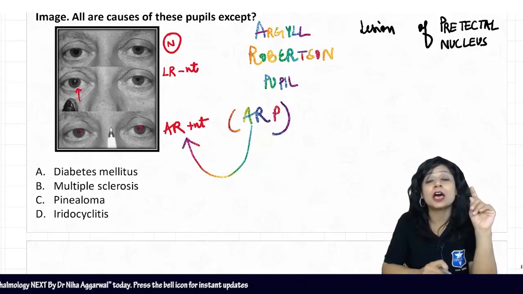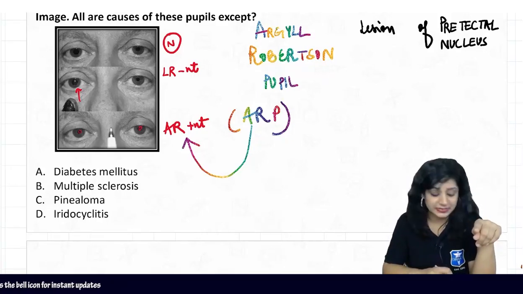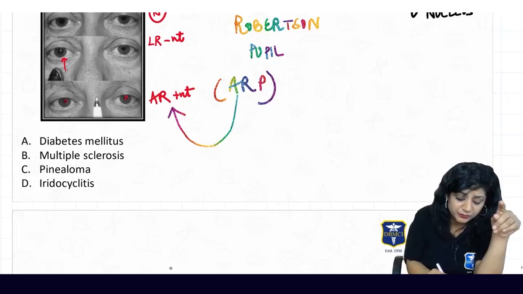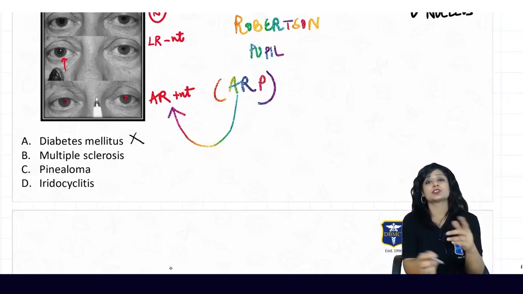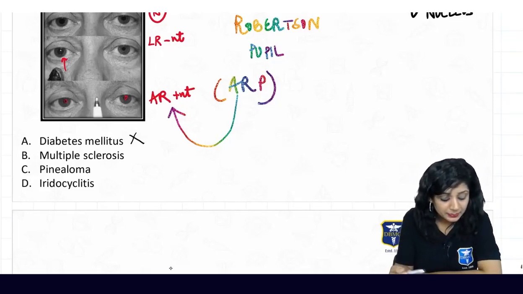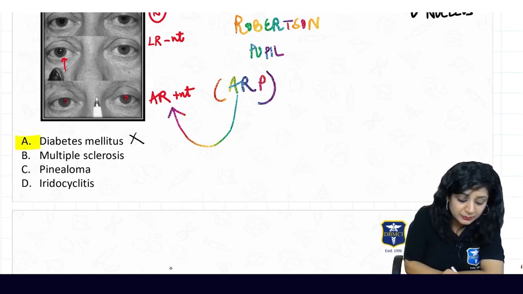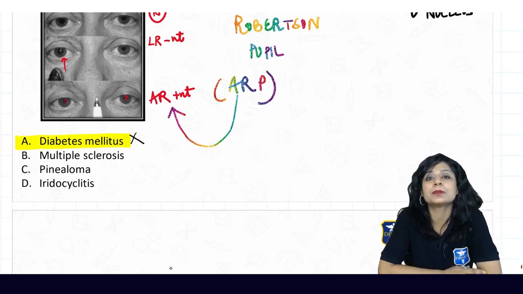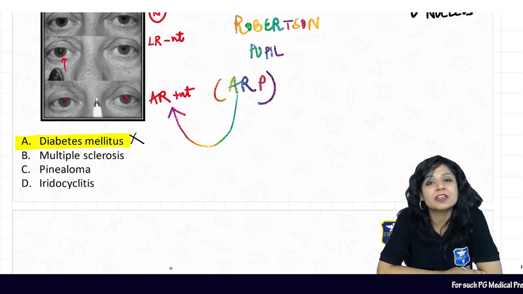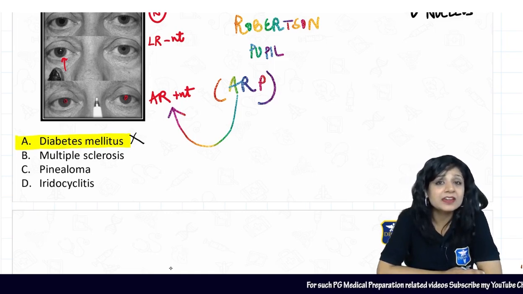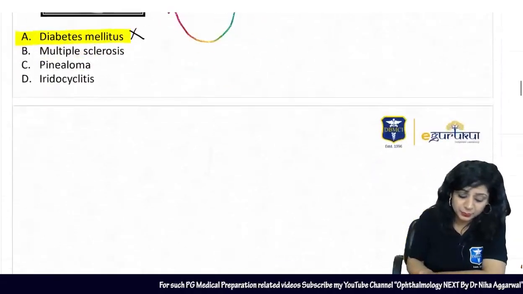What are all causes of Argyll Robertson pupil except diabetes mellitus? The very first is incorrect. We do not get Argyll Robertson pupil in diabetes. Multiple sclerosis, pinealomas, iridocyclitis are the ones. So answer will be your diabetes mellitus. I think purposefully we have kept this diabetes in the first because whenever we have some abnormality, the first thing we are thinking is the diabetes. And diabetes is not the cause of the Argyll Robertson pupil.